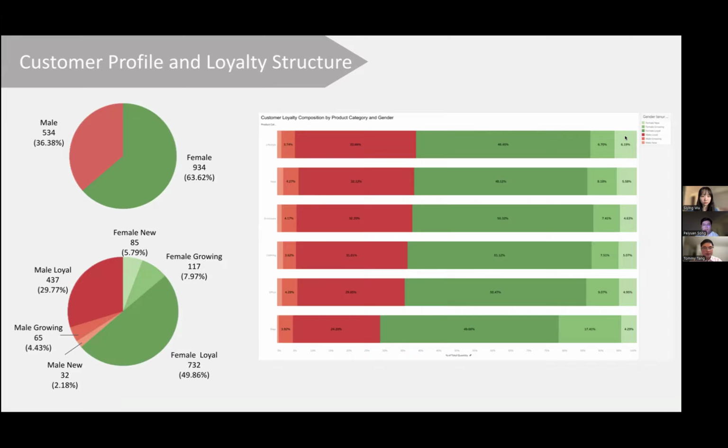Therefore, we can conclude that the dominant loyal female shoppers suggest a stronger long-term engagement, and that actually plays an important role, especially in those female-oriented product categories, such as bags.